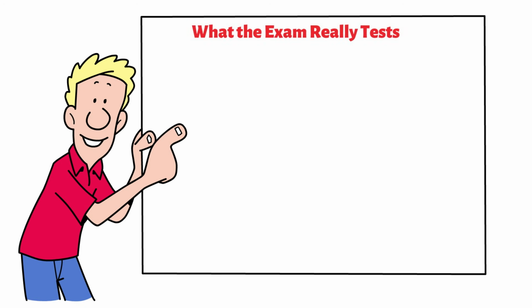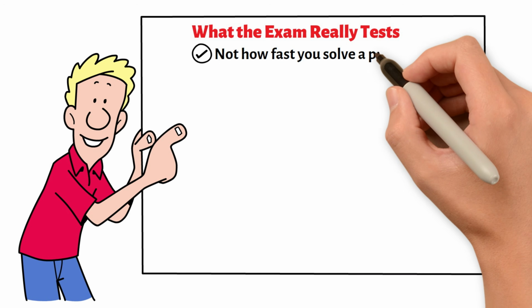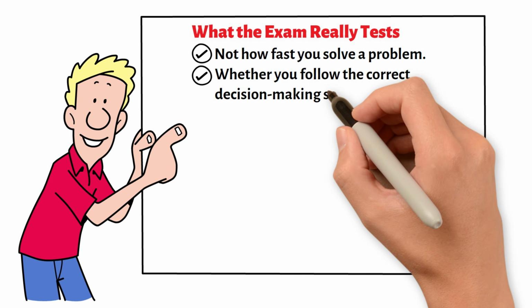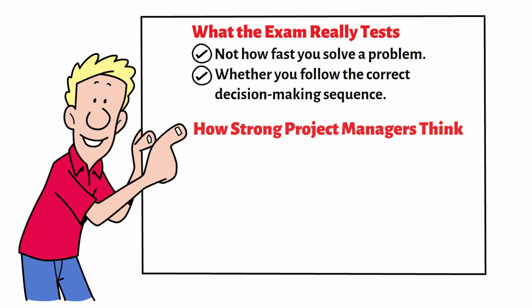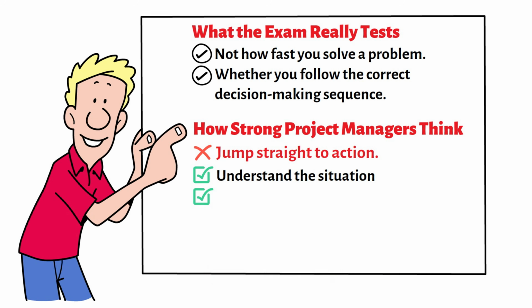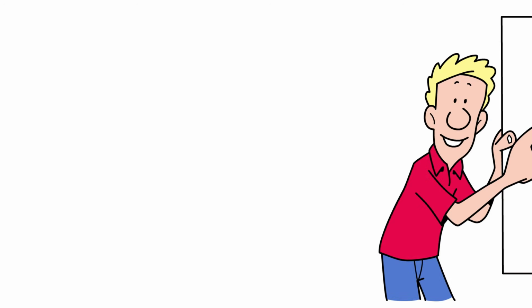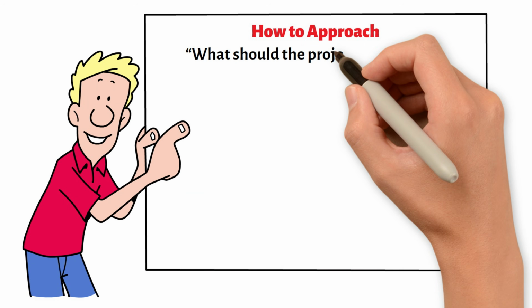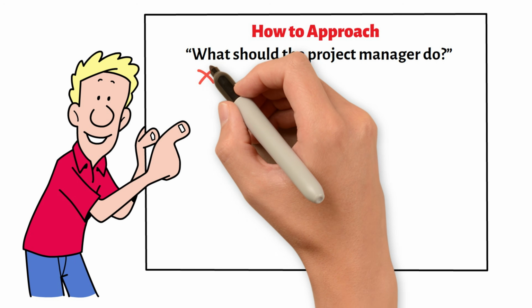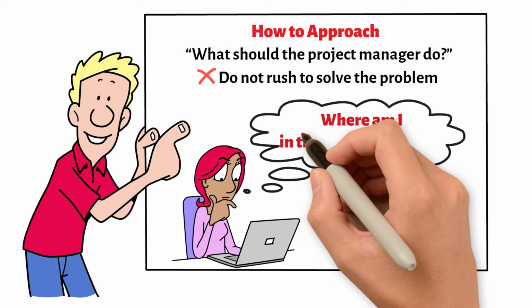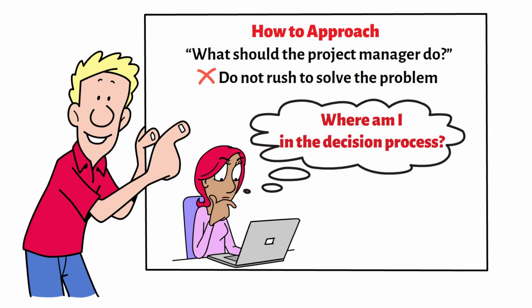To recap, the PMP exam is not testing how quickly you can solve a problem. It is testing whether you can solve it in the correct sequence. Strong project managers do not jump to action. They understand the situation, evaluate the impact, then take action. So when you see, what should the project manager do? Don't rush to solve the problem. Instead, ask yourself, where am I in the decision process? Because that is what the exam is really testing.